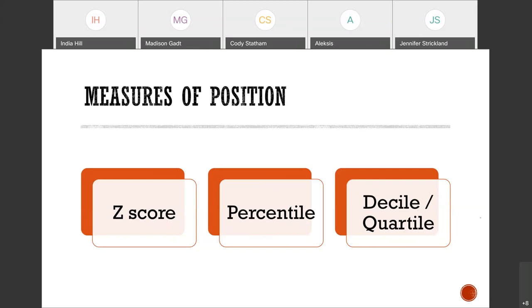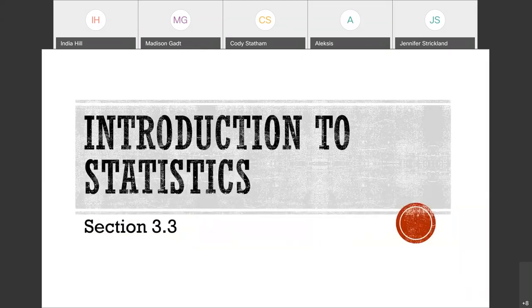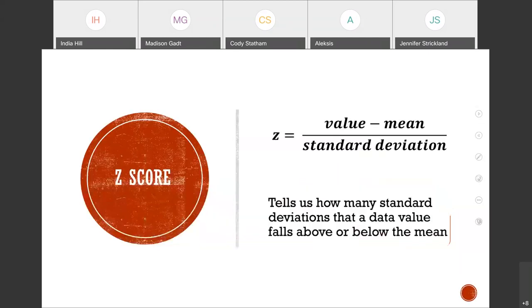All right, so we're going to start with Z-score. Z-score comes with a formula. You want to jot the formula down. It's a fairly easy formula to work with. The formula says that you're going to take the value minus the mean and divide by the standard deviation.